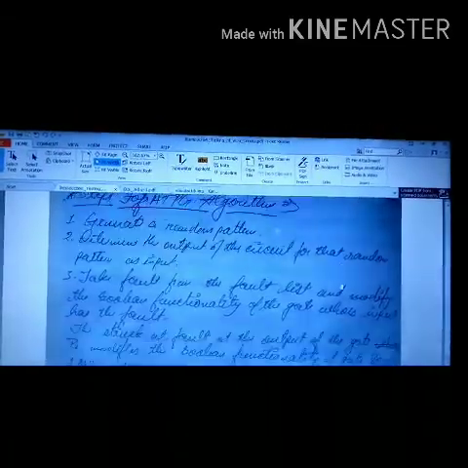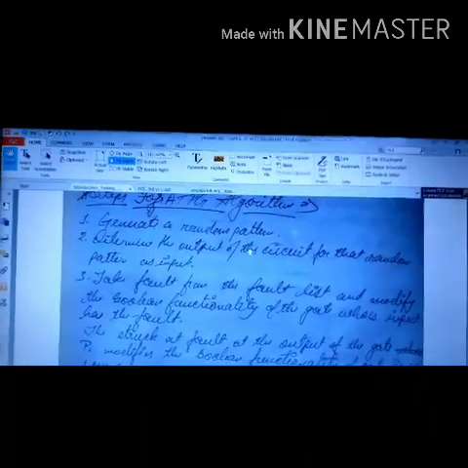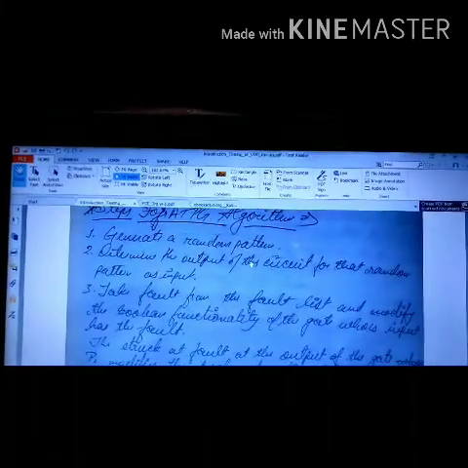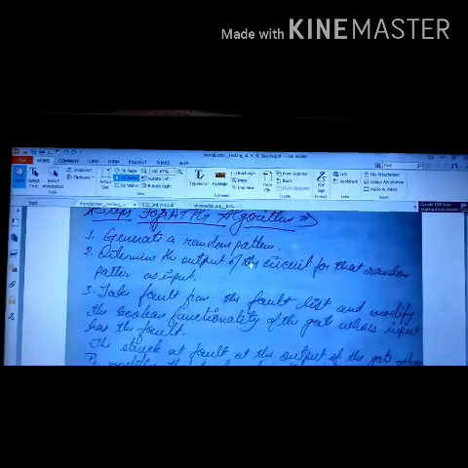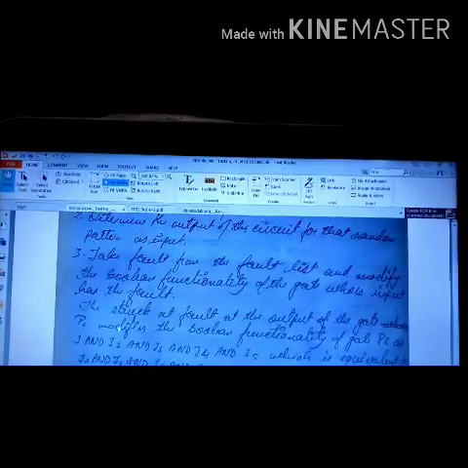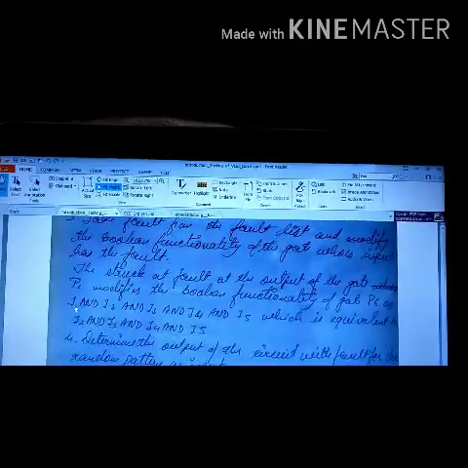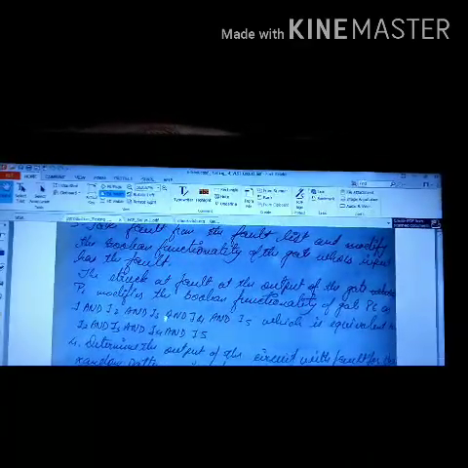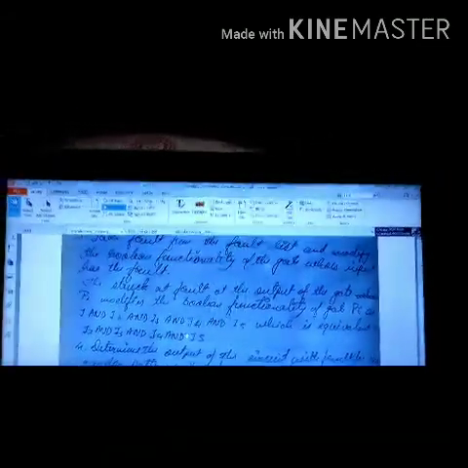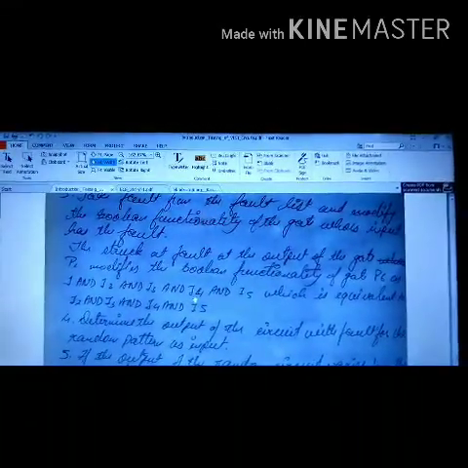So what are the steps for it? It generates a random pattern, determines the output of the circuit for that random pattern as input, takes a fault from the fault list and modifies the Boolean functionality of the gate whose input has the fault. The stuck at fault at the output of the gate P1 modifies the Boolean functionality of the gate P6 as I1 and I2 and I3 and I4 and I5, which is equivalent to I2 and I3 and I4 and I5. Okay, because I1 is not presently affecting the output conditions.